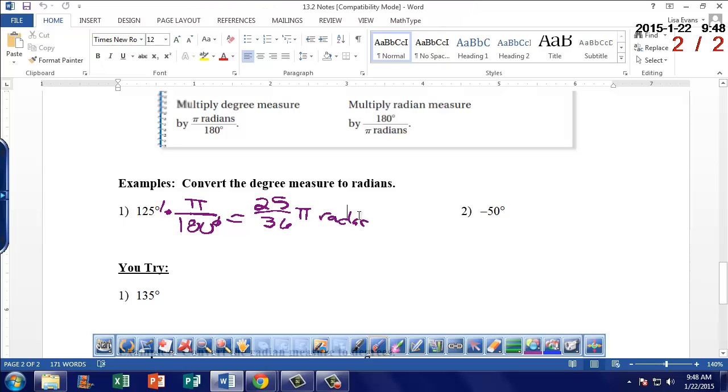Now you can put the pi on top. I just write it next to it. Either one, it's the same thing. Okay, negative, it's okay. We're still going to multiply by pi over 180 degrees. Degrees cancel, so we have negative 50 over 180, hit enter, and do math fraction, and you'll get negative 5/18 pi radians. Now go ahead, pause the video, and try the U-try.